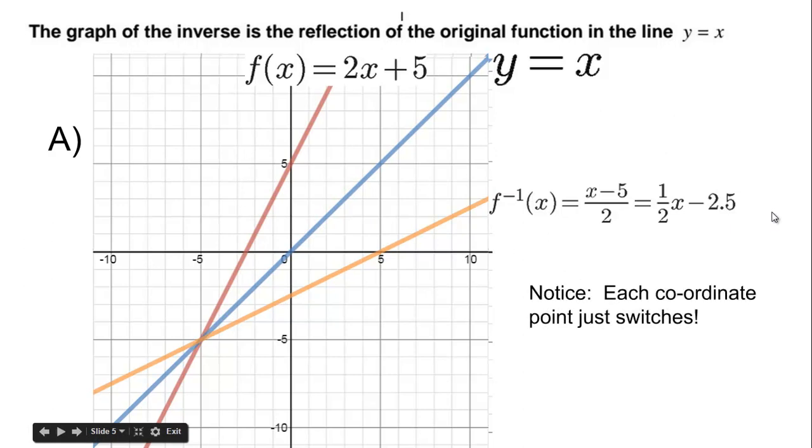Notice we just switch every point. 0, 5 became 5, 0, and -5, -5 stayed -5, -5. And since we knew it was a line, we could just connect the points. Okay, so if you want the inverse from a graph, we just switch x and y.